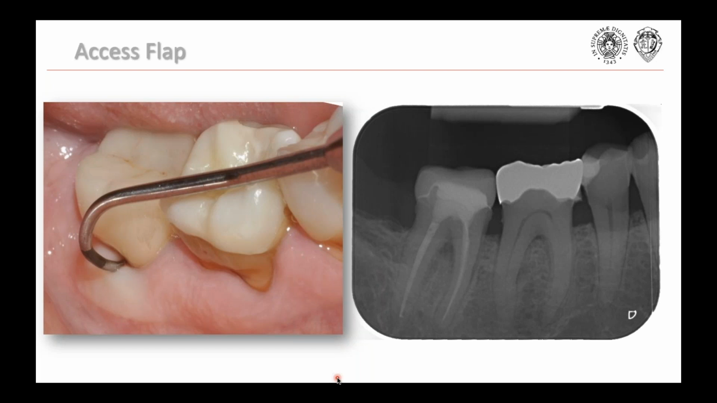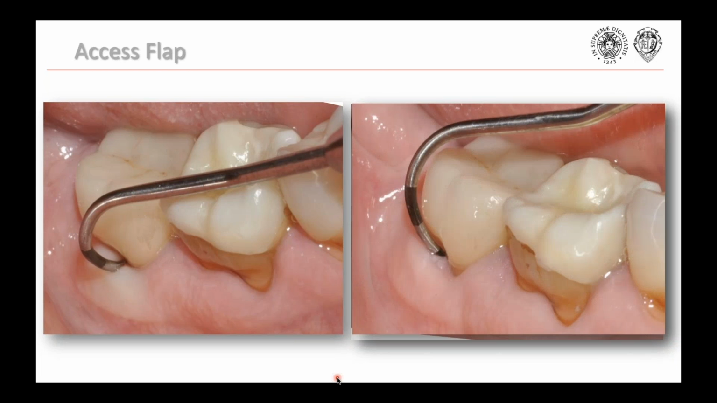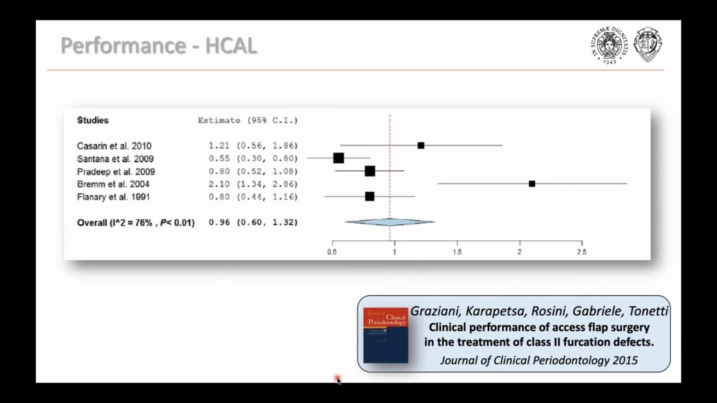When it comes to access flap, what is the impact of opening and debriding a bifurcation? What we did, this is just a clinical case, a very simple, very small access, and you see the before and after. This is not even 1 year after treatment. You see there is an improvement of 3 millimeters of horizontal attachment gain, yet a degree 2 remained a degree 2. There is really not a change in terms of bifurcation category.